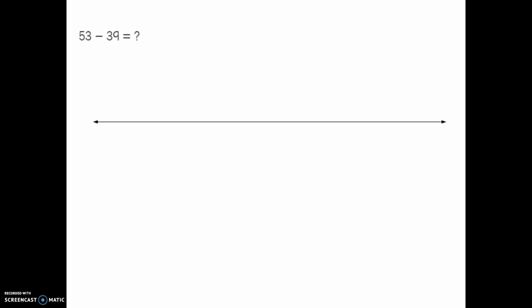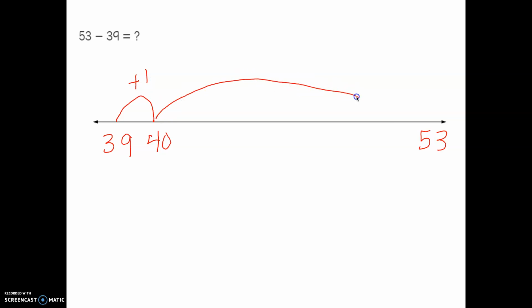Okay, let's try this one. 53 minus 39. Now remember, this is a number line, so our number lines have to go in order. So we have to start at 39 and end at 53. Okay? And I'm going to do a really basic one. I'm going to just hop or jump 1 because I want to get to that 10. Then I'm going to go all the way to 50. And that's 10. Then 50 to 53 is 3.